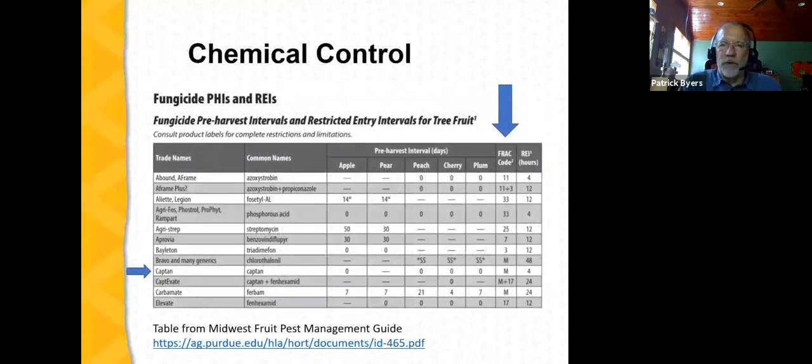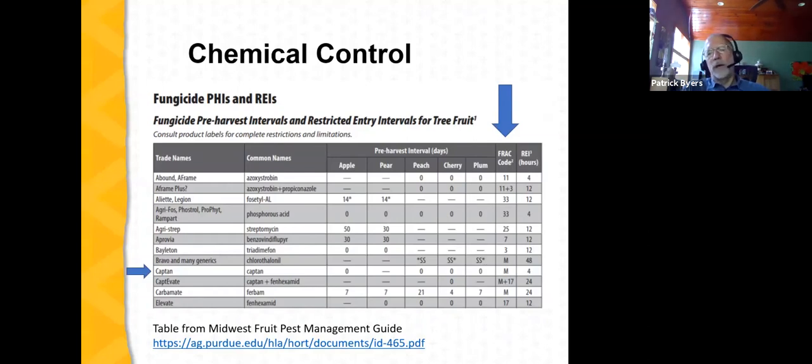Here is an example of a table that lists a number of fungicides. And we have what is called the Midwest Fruit Pest Management Guide. That's where I drew this from. And the guide has some very useful resources to help growers understand managing the risk of resistance, the development of resistance in plant pathogens. And if we look at this particular table, we'll notice, for example, we have the first column, which are trade names. We have the active ingredients. Then we have the pre-harvest intervals. But the important column is the one under the big blue arrow. And that's what's called the FRAC code.